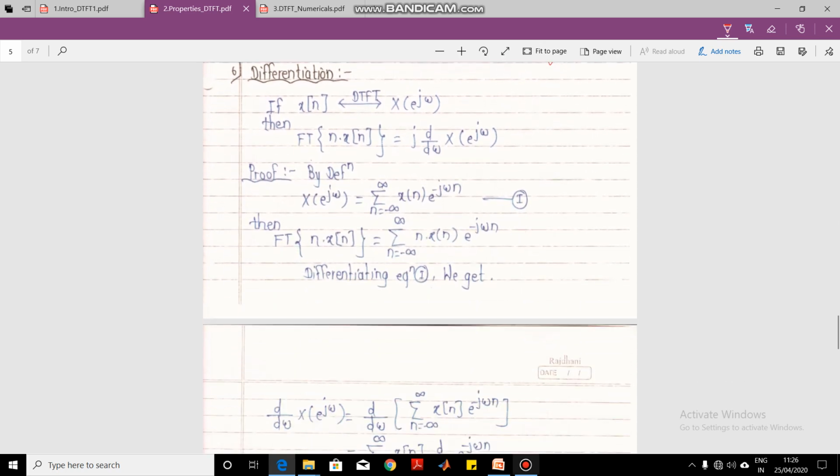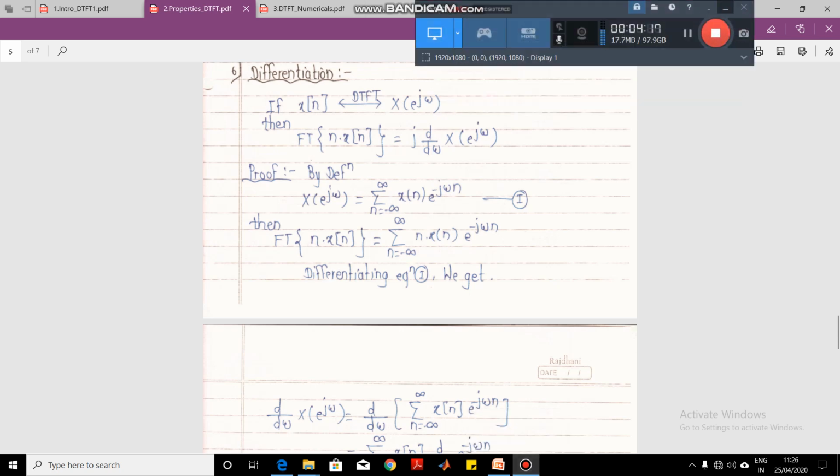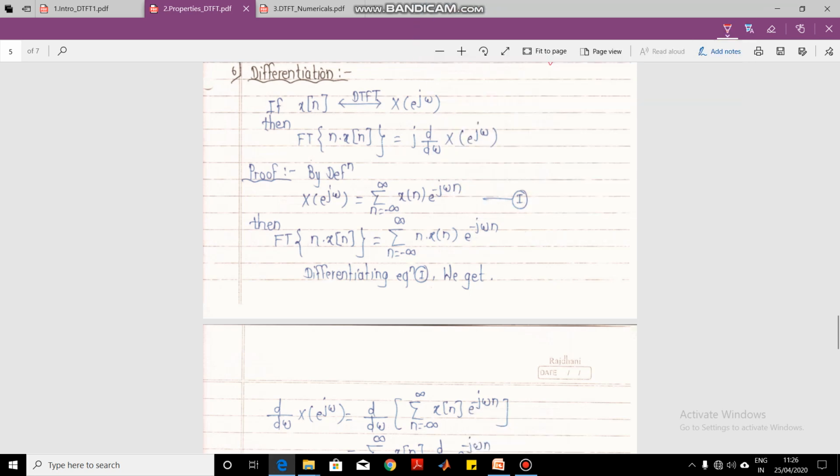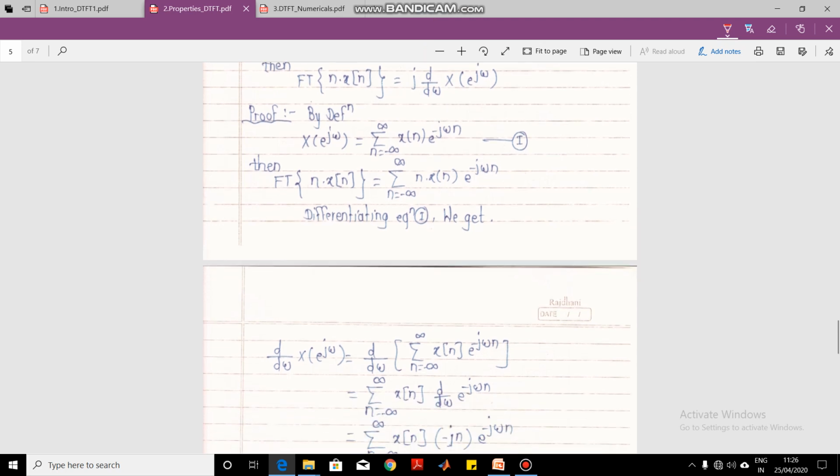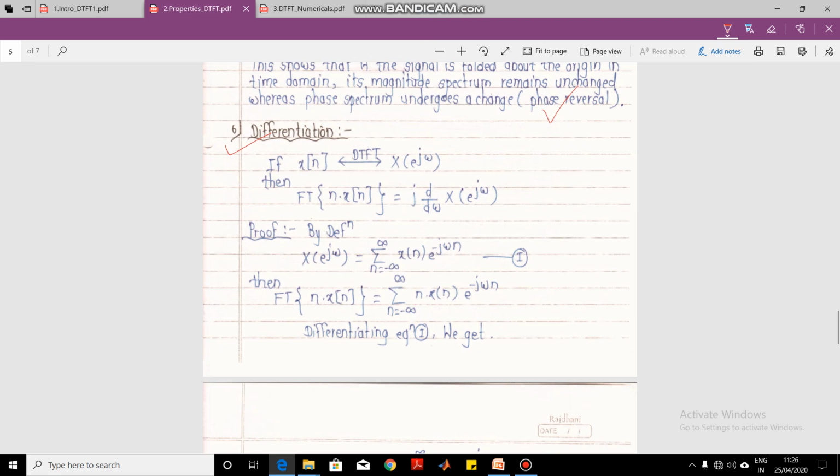Just like the other properties which we had studied for different Fourier transforms, the same property is here, the differentiation property, which we had seen in the Z transform also. So what does the differentiation property state? It states that if we take the derivative of the frequency spectra, then the time domain signal gets multiplied by n. So this is an important thing. There also it was getting multiplied by z in the Z transform.